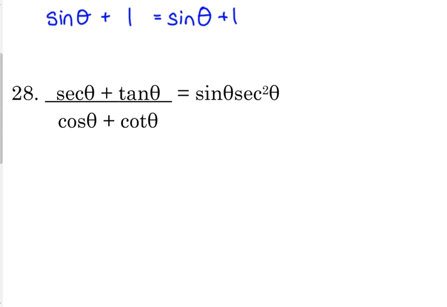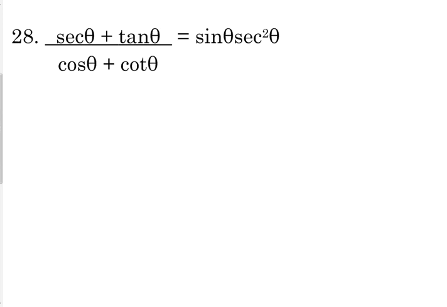This one's fun. We've got secant of theta plus tangent of theta over cosine of theta plus cotangent of theta. And somehow we've got to make adding something in the numerator and adding something in the denominator, somehow we're going to end up with just sine theta secant squared of theta. All right. So I told you a second ago, if we don't have any Pythagorean identities, it's usually helpful to turn things into terms of sine and cosine. So let's start with that. Let's turn our secants and tangents and cotangents into sines and cosines.